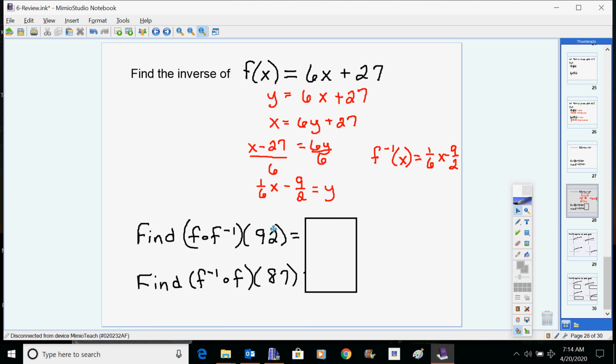And then this one, the shortcut: f of f inverse of 92 is just 92. F inverse of f of 87 is 87. I think everybody got that one right. So just to remind you of that.